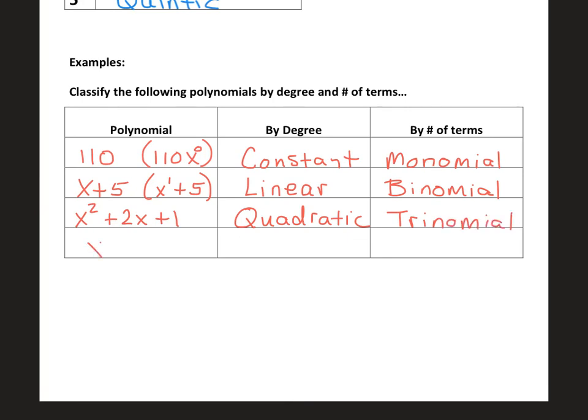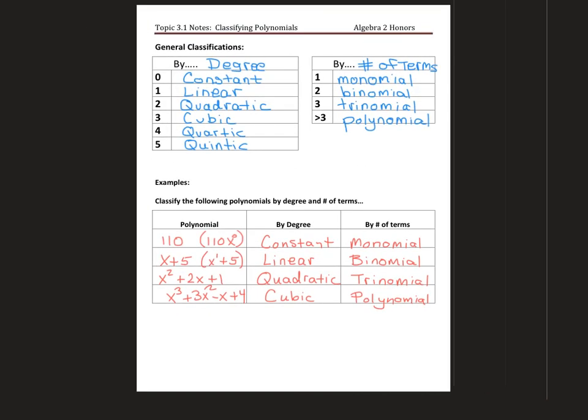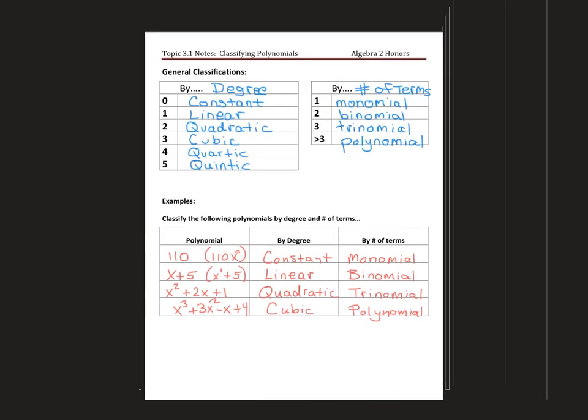And finally, we could step it up even more: x cubed plus 3x squared minus x plus 4. Our highest exponent here is a 3, so we would call this cubic. And it's got 4 terms, so generically we're just going to call this a polynomial. So in this video, we learned how to classify polynomials by both degree and number of terms, and we have a fair amount of vocab to study because we're going to be using these terms throughout the entire chapter. Okay, hope this video helps.